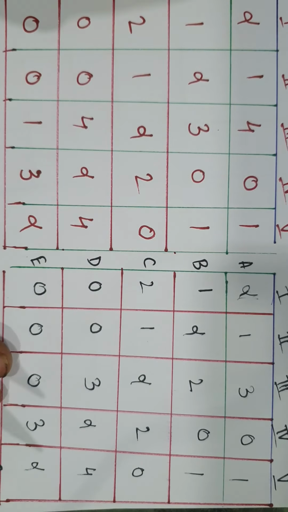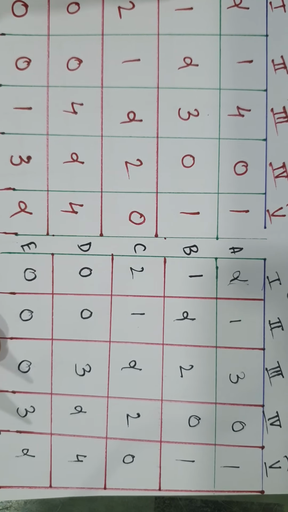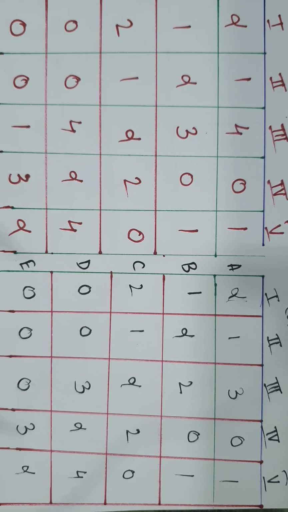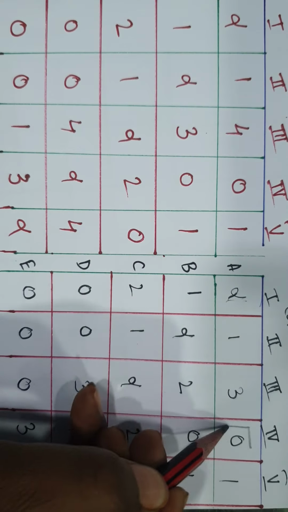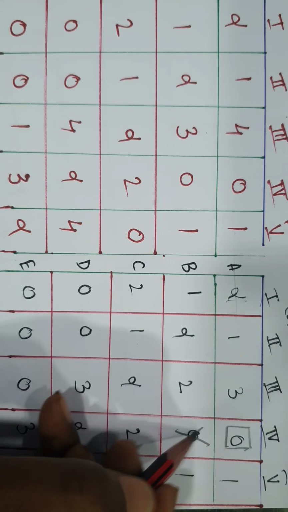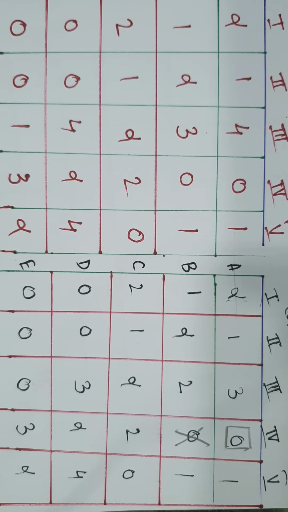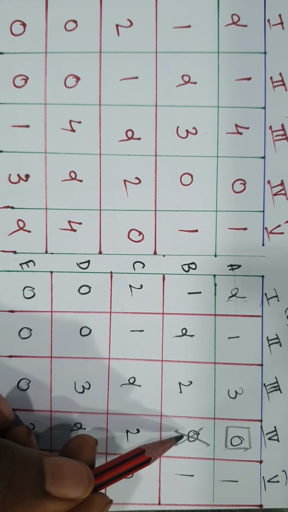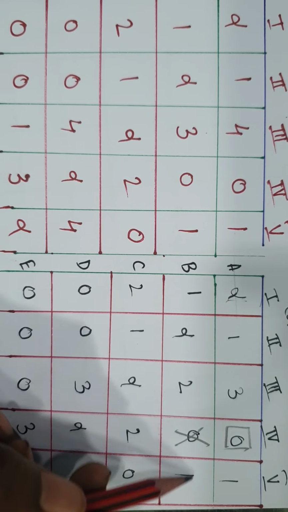Before assigning, you have to check: in that row or in that column, if you're finding any 0, you have to cancel that one. So where do I have to assign? First I assign here. If I assign here, in that row or in that column, any 0 I find, I have to cancel. Now in the second row you can't assign anything because 0 was there, so you cancel that one.